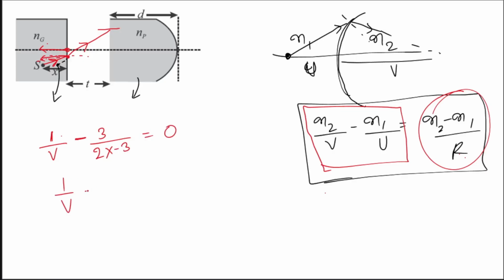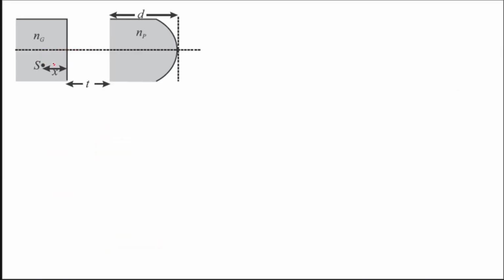So 1 by v is equal to how much? 3 will get cancelled, minus minus plus, so minus half. ठीक है, so v equal to -2. So image is getting formed somewhere here. So image getting formed is somewhere here.